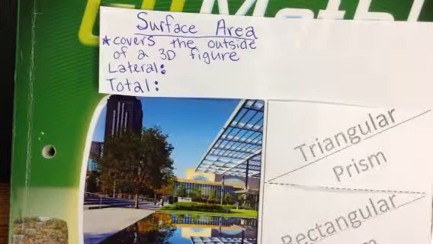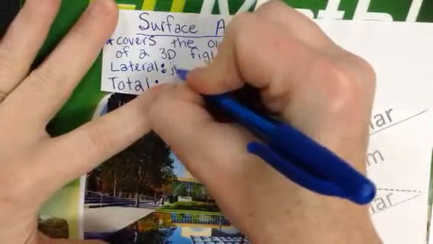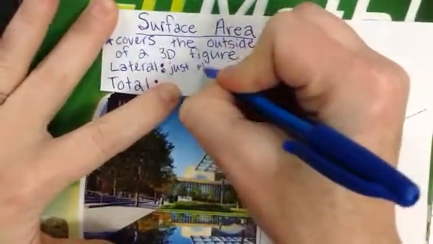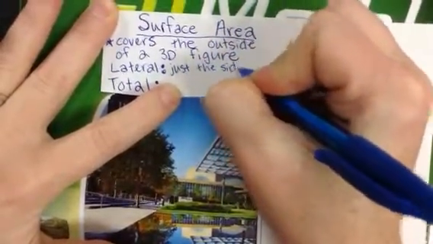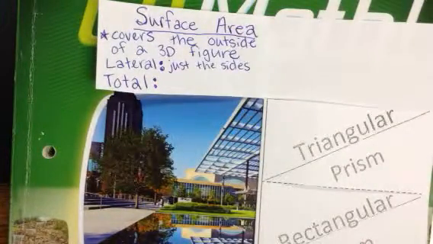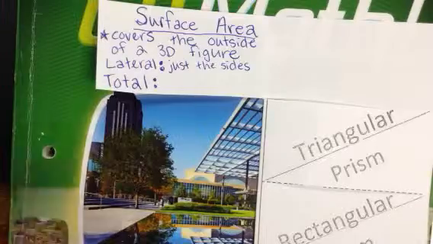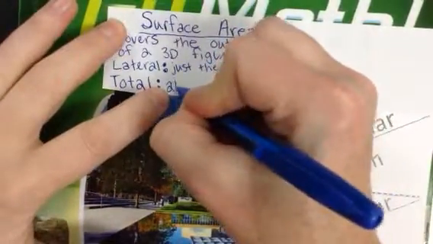So if they're only asking for part of it, that's going to be lateral, and that means just the sides. So it will be excluding, or not including, the two congruent bases. Lateral surface area is just around the sides of the 3D shape. And then of course total means all sides.